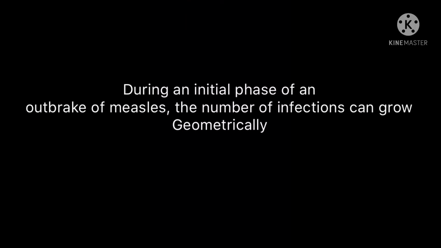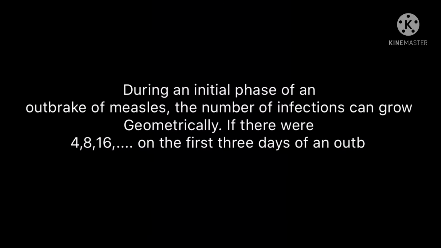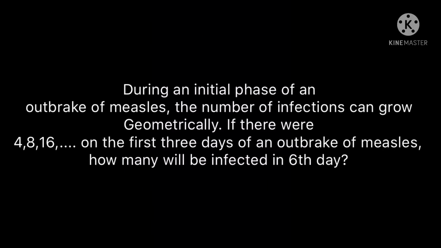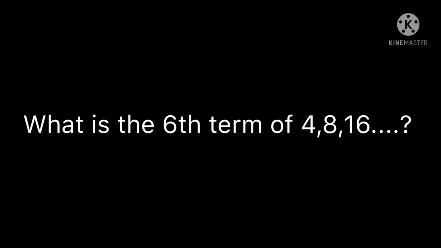During an initial phase of an outbreak of measles, the number of infections can grow geometrically. If there were 4, 8, 16, and so on the first 3 days of an outbreak of measles, how many will be infected on the 6th day? So basically, the main question here is, what is the 6th term of the sequence 4, 8, and 16?